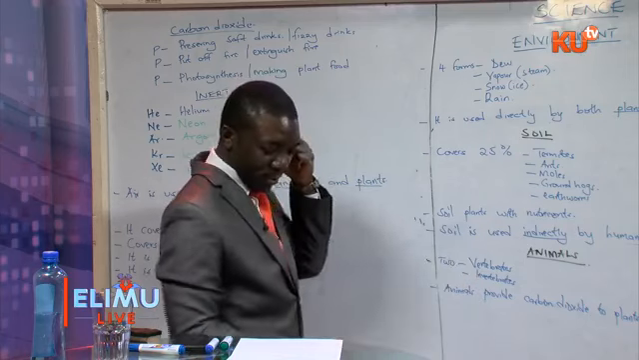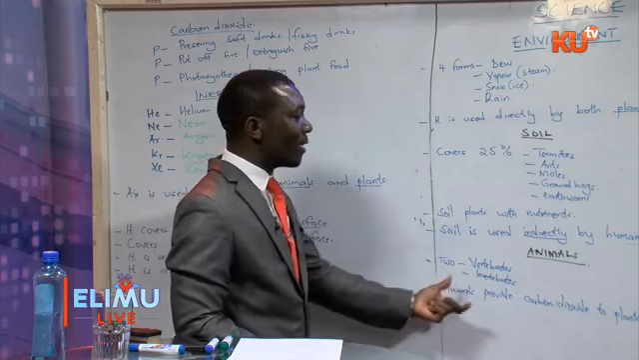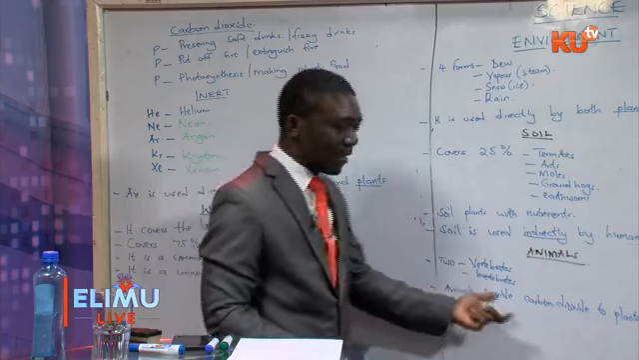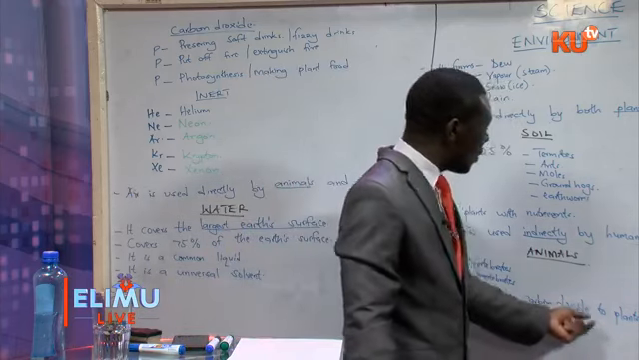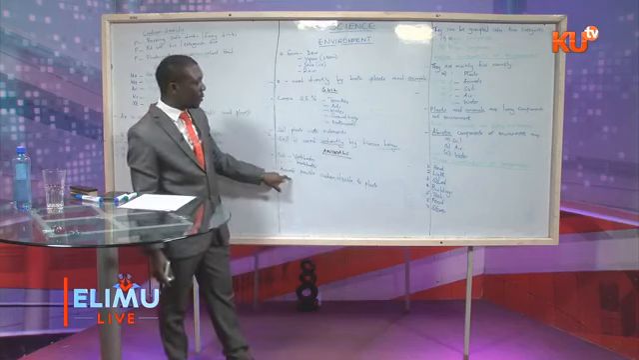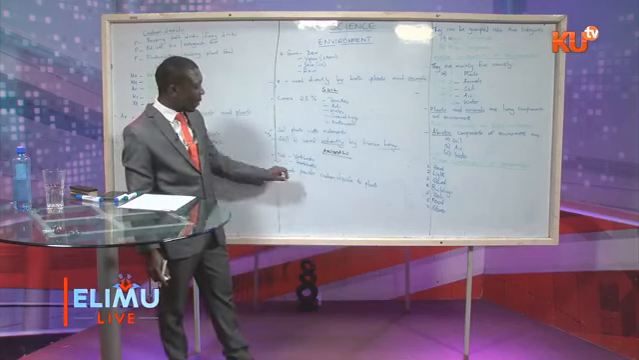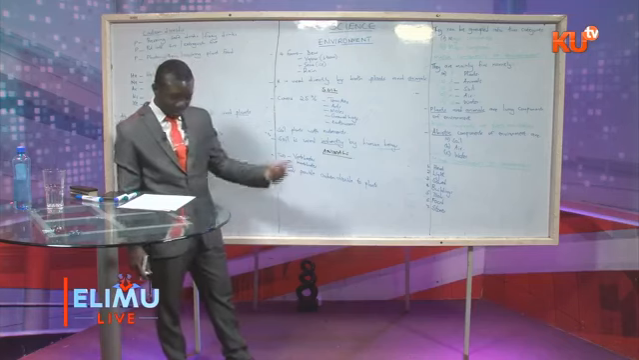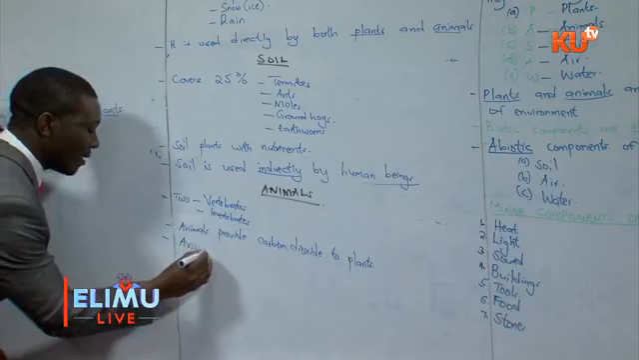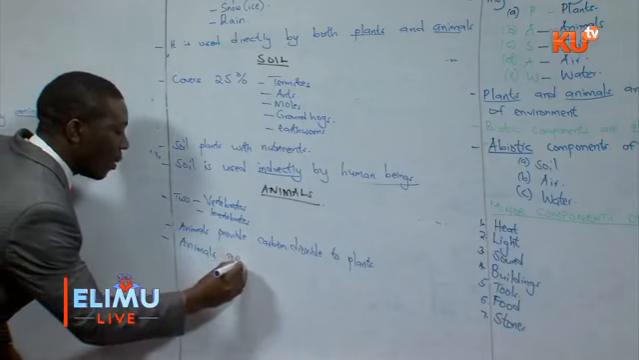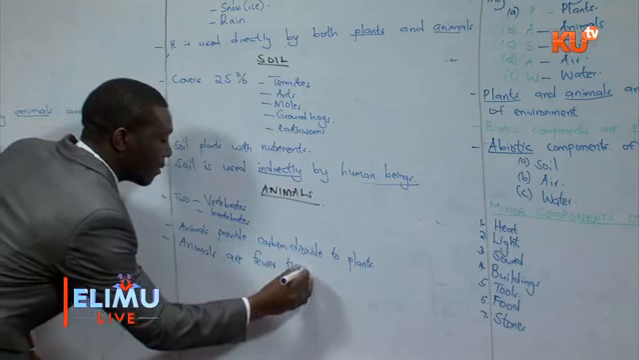When animals' waste, the cow dung, the solid waste matter, rots or decays, it becomes manure. So these animals provide manure to the soil. And remember, manure is what makes the soil fertile. And then animals are fewer than plants, very few, fewer than plants.